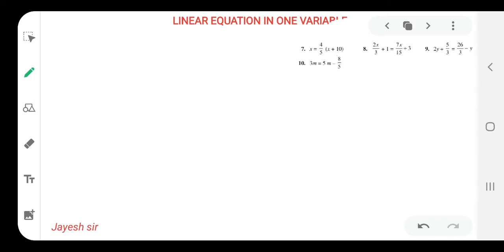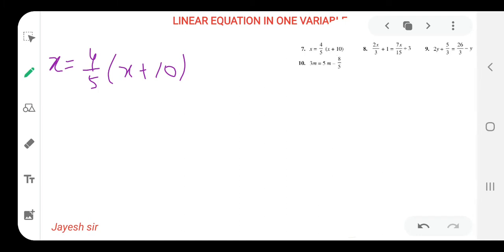And if you understood, pause the video and try to solve it on your own. x equals 4 by 5 times (x plus 10). This is a special type of sum and it demands special treatment. If you don't treat this type of sum specially, then you would have to solve it on one page also. Yes friends, the only thing is that 4 and 5 are common with x plus 10.